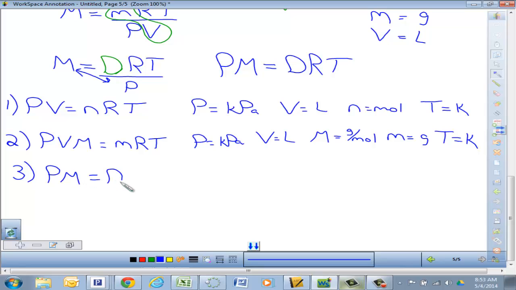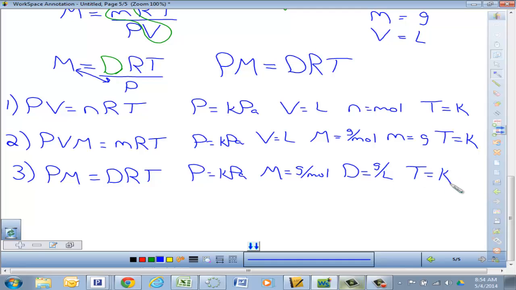And then the third one that we just solved for: PM equals dRT. Pressure in kilopascals. Molar mass, or molecular mass, in grams per mole. Density in grams per liter. And again, temperature in Kelvin.